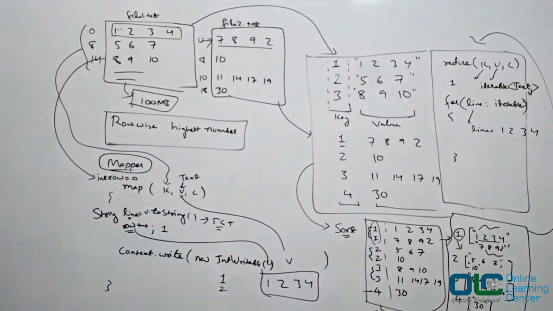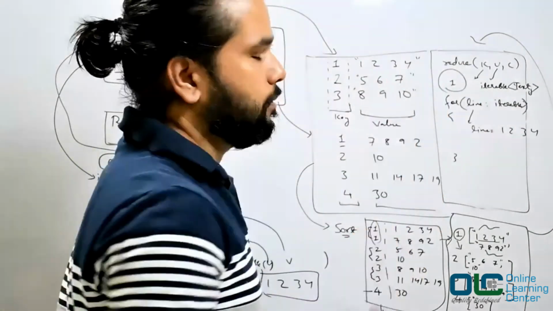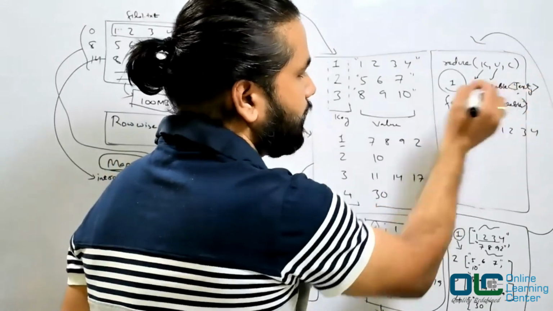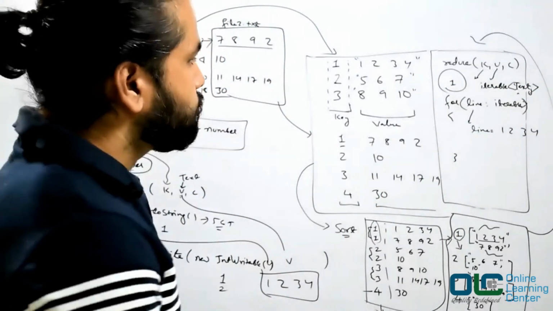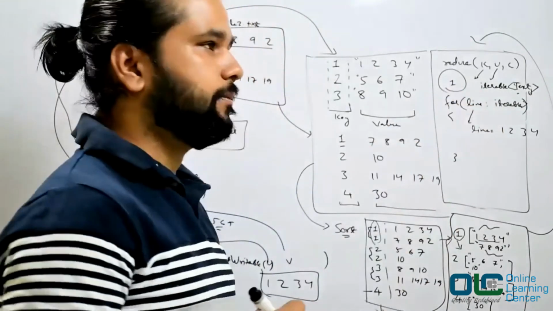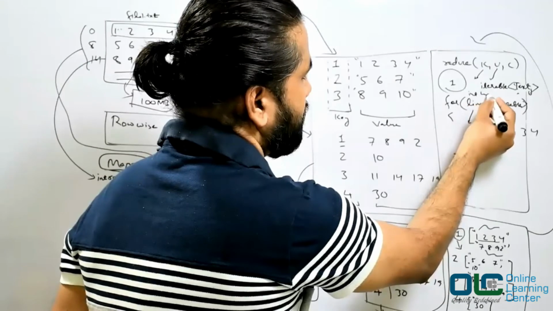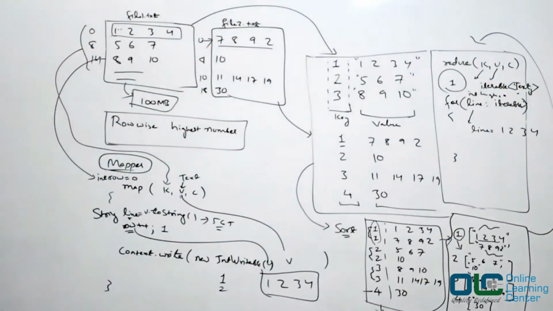And what was the objective? Row wise highest number. Currently I'm processing row number 1, and in this iterable I have a collection of all the rows from all the files. So what I'll do is maintain a variable called highest, say int high equal to 0 or something.